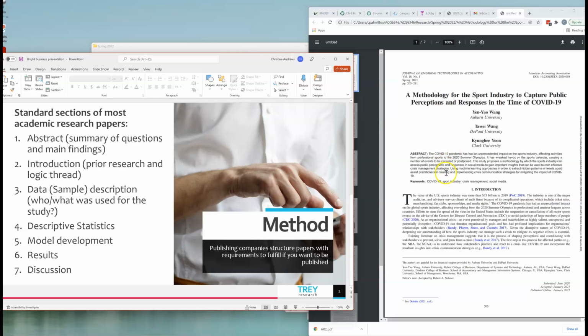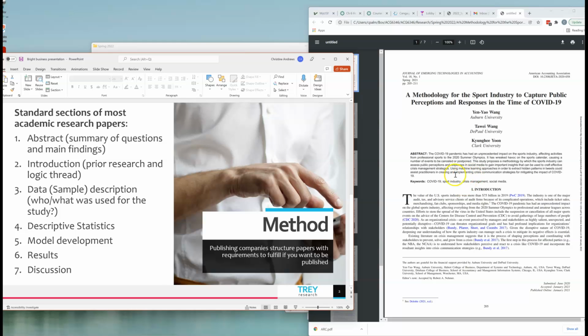I always make sure that I'm awake and paying attention here, and then try to reduce this to one sentence. What are they doing? The pandemic has had an unprecedented impact, wreaked havoc on the sports calendar, using machine learning approaches in order to extract hidden patterns in tweets could assist practitioners in creating and implementing crisis communication strategies for mitigating the impact of COVID. So it sounds to me like they used Twitter to figure out what was happening in the industry.